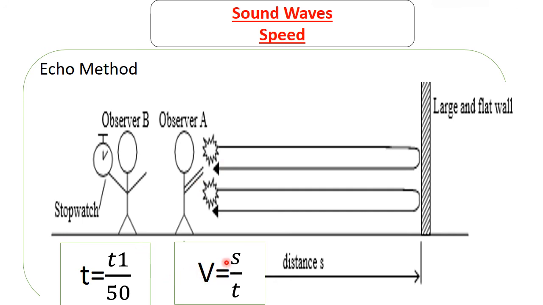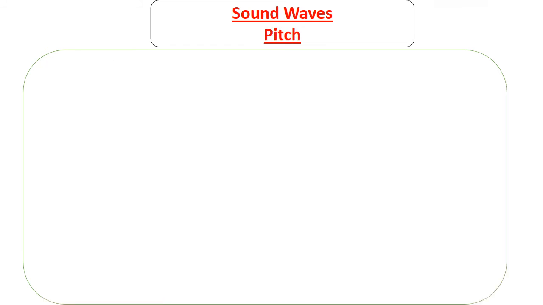V is equal to, another mistake I typed in here, it is supposed to be 2S over T. The T is this one which you get from here. Then you put it here. The distance should be 2S. 2S, that's the distance. So this is how the echo method is done.